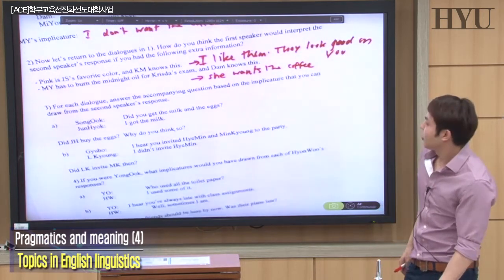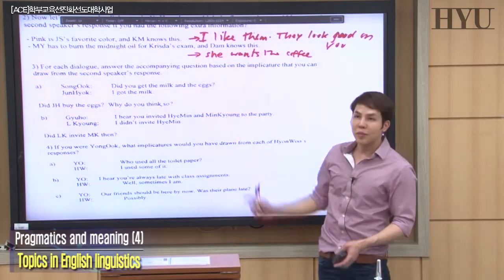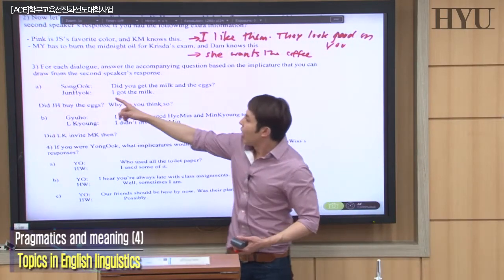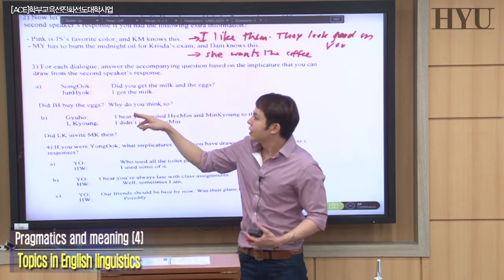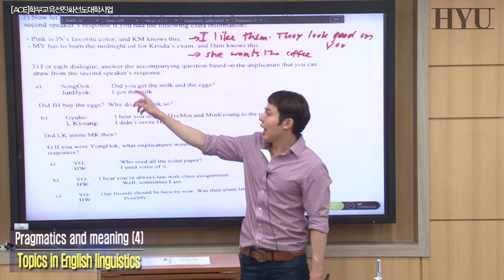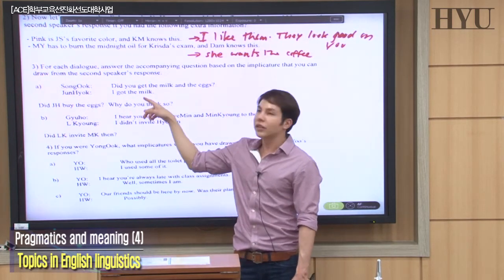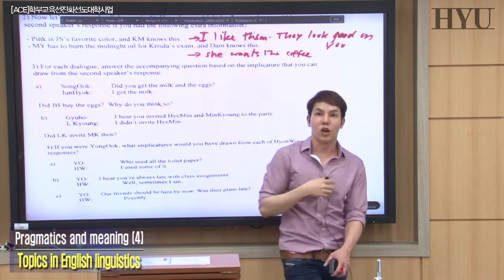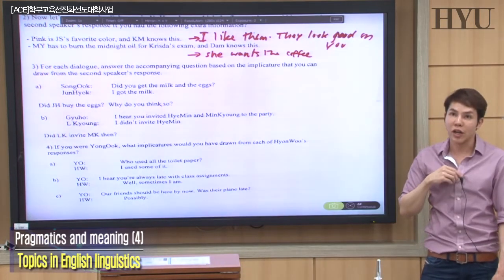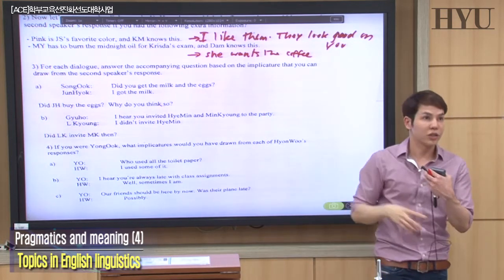So we have two more questions to go. I'll give you 5 more minutes to do this. In number 3, if Song-ok asks, did you get the milk and the eggs? And Jun-hyuk said, I got the milk. Do you think that he also bought the eggs or not? And why or why not? Okay. So can you do that for about 5 minutes? I'll walk around to help you.